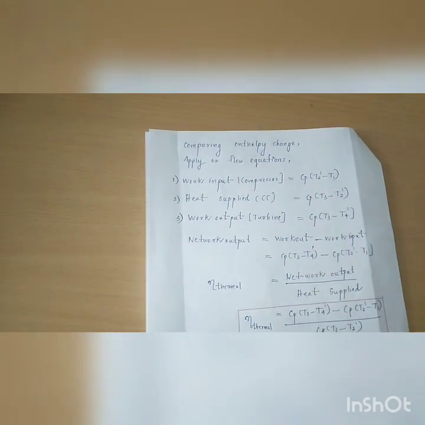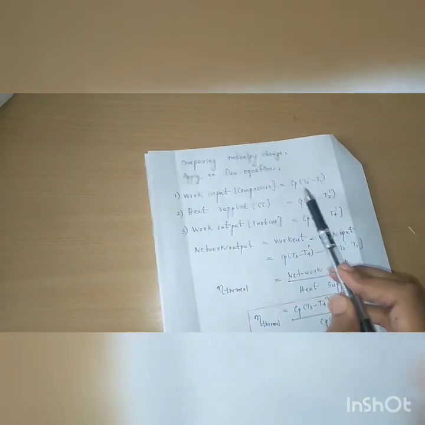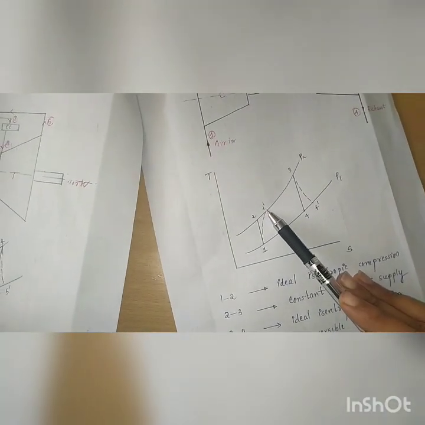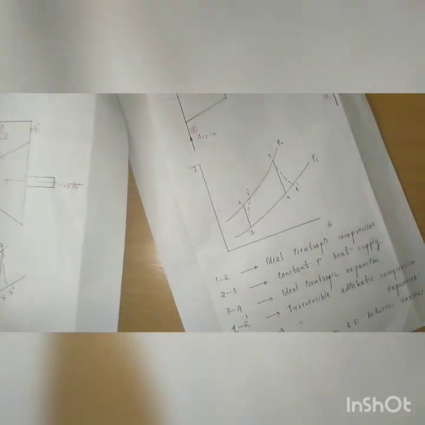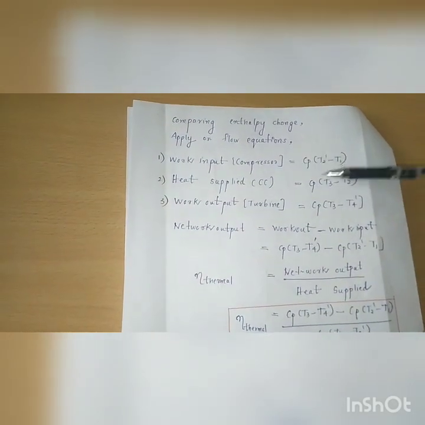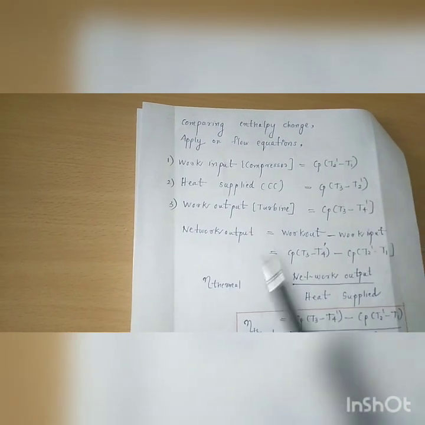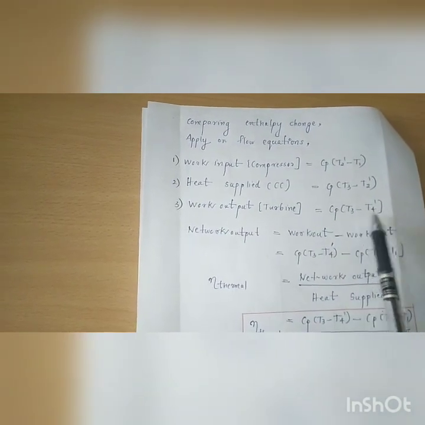Here the work input in the compressor is Cp into T2 dash minus T1, that is higher temperature minus lower temperature. Heat supplied is Cp into T3 minus T2 dash, and work output is Cp into T3 minus T4 dash.